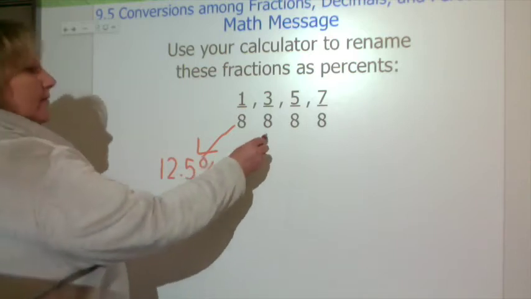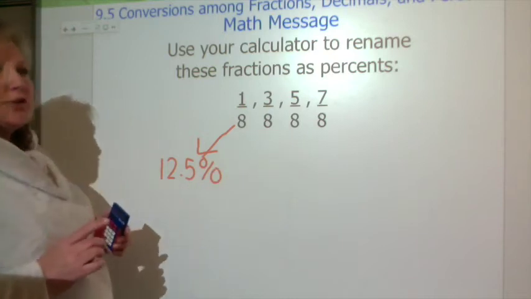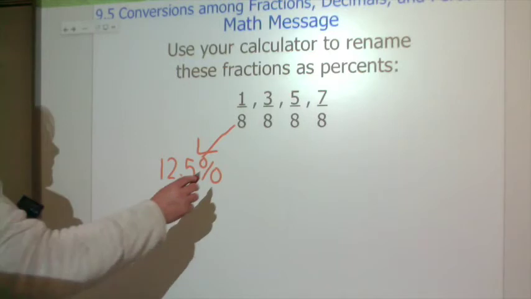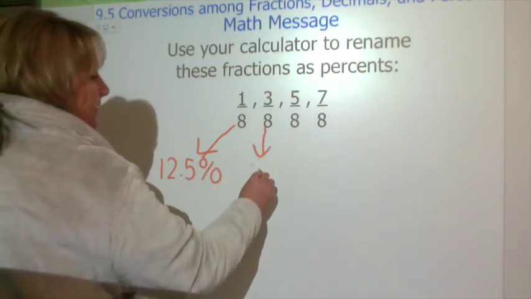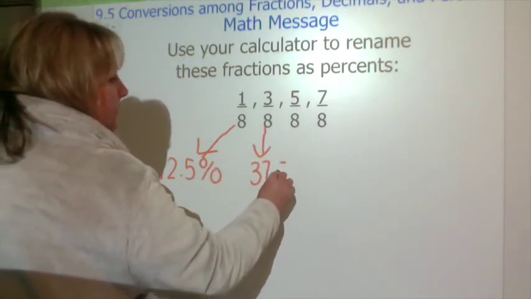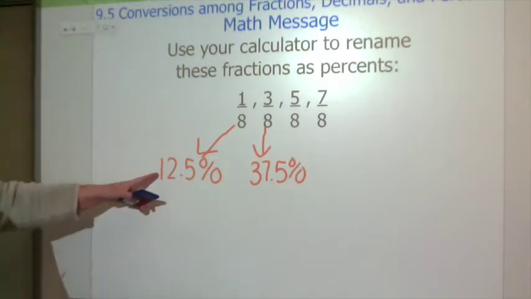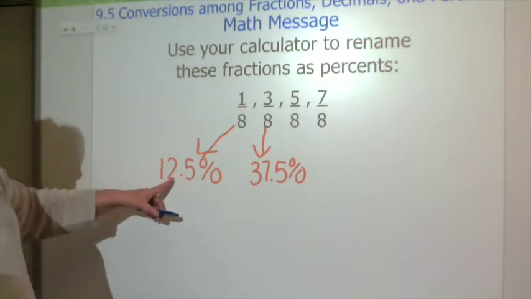Do the same thing for 3/8. Hit your clear button a few times. Do 3 divided by 8 and hit the percent key. This time you should have gotten 37.5. So this is 37.5%. As you can see, we're going up a little bit every single time.